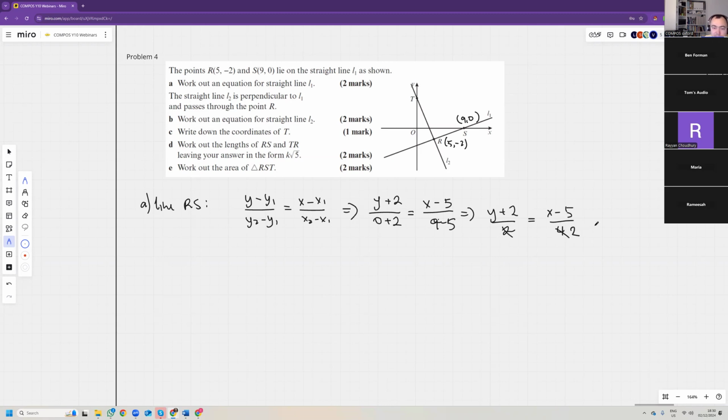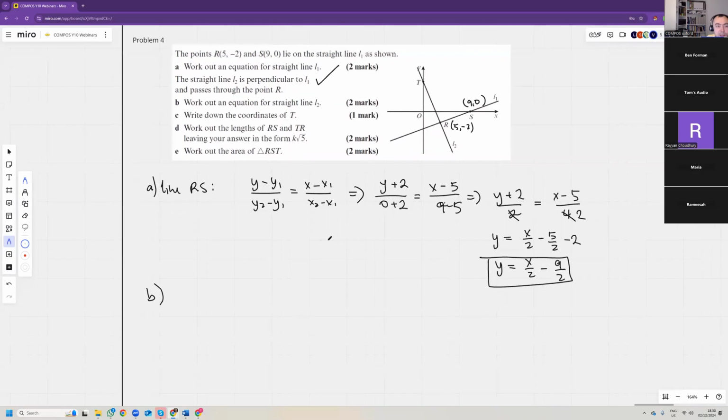2 and 4 cancel, and you get y is equal to x over 2 minus 5 over 2 minus 2. Y is equal to x over 2 minus, what's that, 9 over 2. 9 over 2, and that's the equation. Good. So done. B. Work out an equation for the straight line L2.